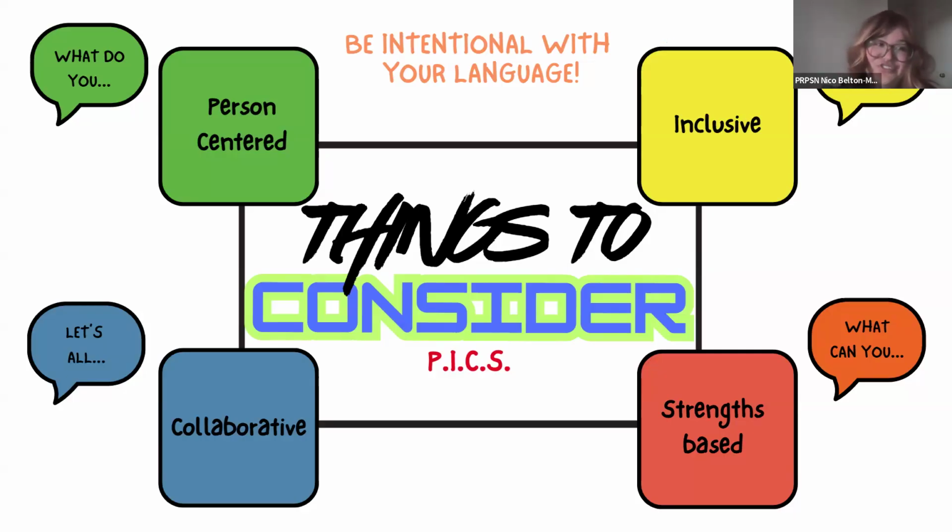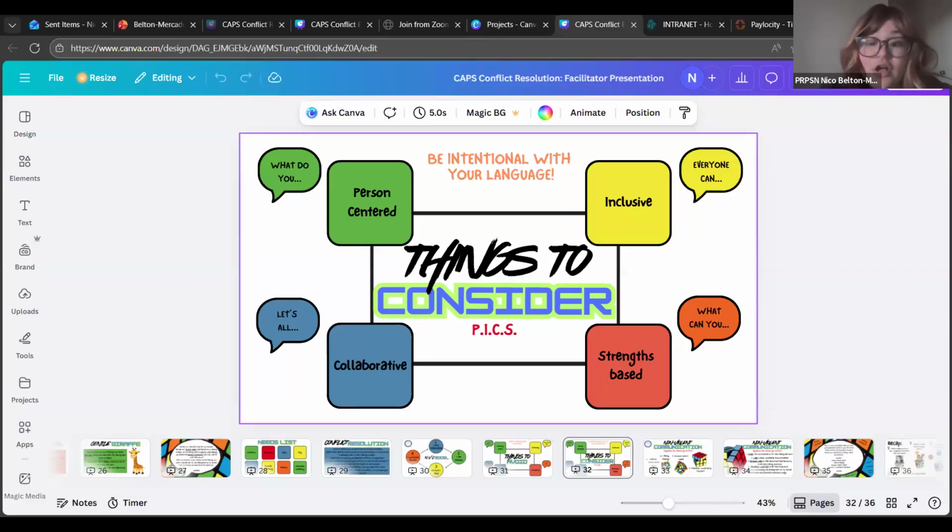inclusive, collaborative, and strength-based. Examples of things that are person-centered are actually asking people, well, what do you want? What are your preferences? What do you feel comfortable with? And being inclusive means making sure that everyone this relates to can give their opinions, or saying, why don't we all come up with solutions that we feel comfortable with? Also with being collaborative, why don't we all come up with something, making sure that it's a group effort.